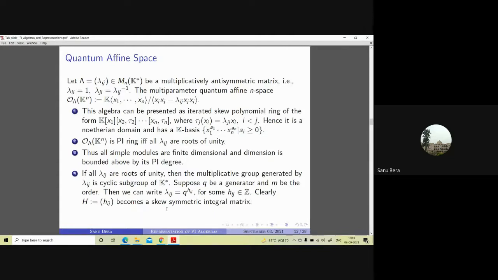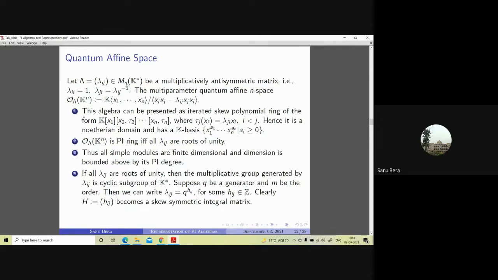First one is quantum affine space, that is just a deformation of the quantum polynomial algebra that we know. Quantum polynomial algebra is actually a free algebra quotient by xy minus yx, like that if we take two variables, but here we take n variables. So here we have introduced lambda ij, where lambda ij are some non-zero entries of the field actually satisfying some condition.